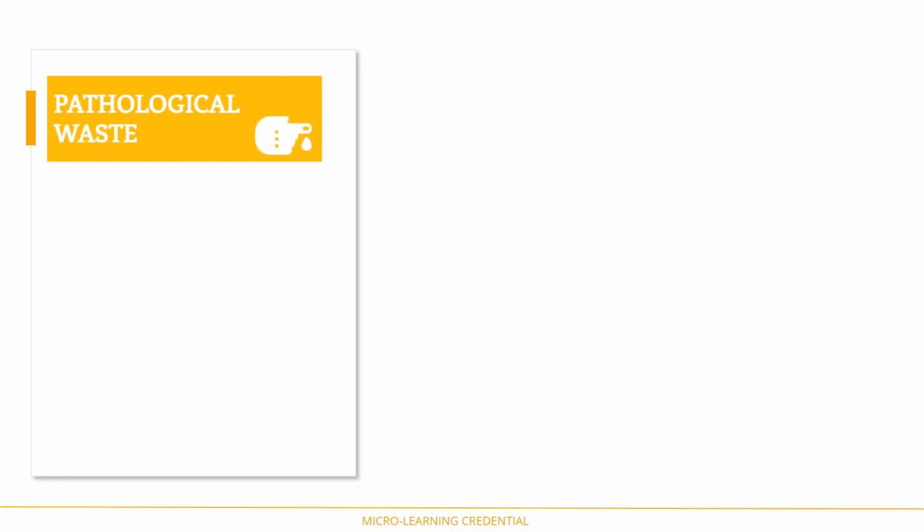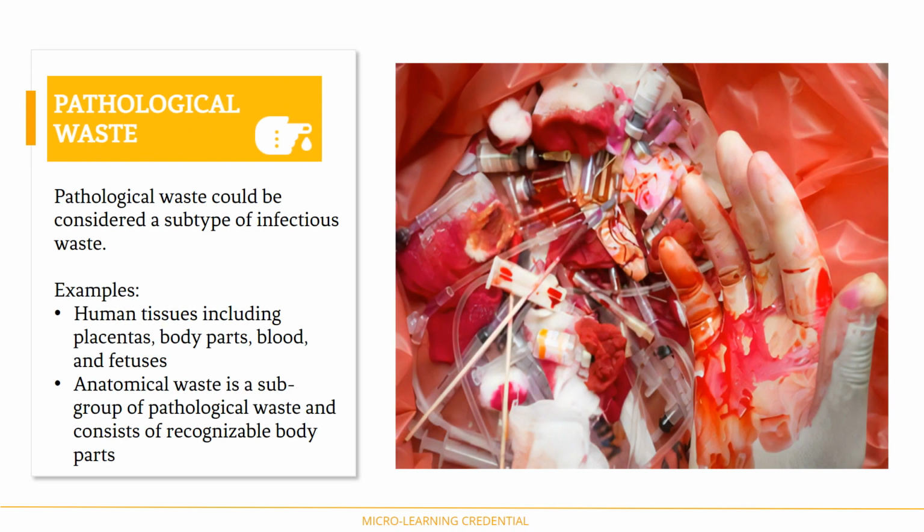Pathological waste. Pathological waste could be considered a subtype of infectious waste, due to a different disposal process. It consists of human tissues, including placentas, body parts, blood, and fetuses. Anatomical waste is a subgroup of pathological waste and consists of recognizable body parts.